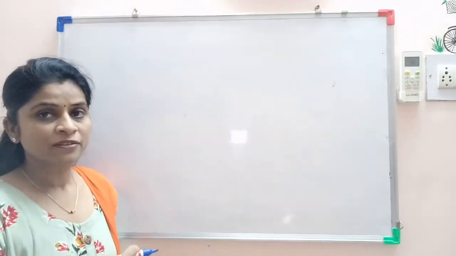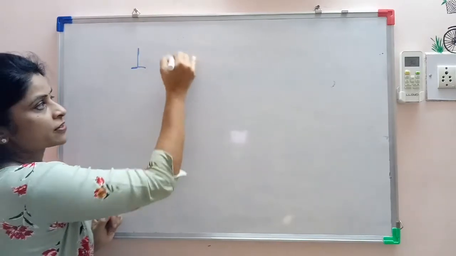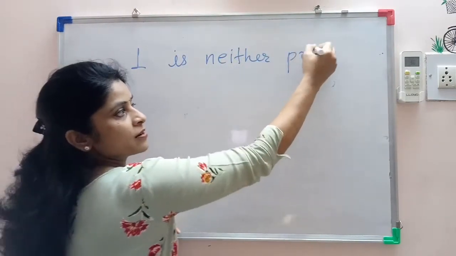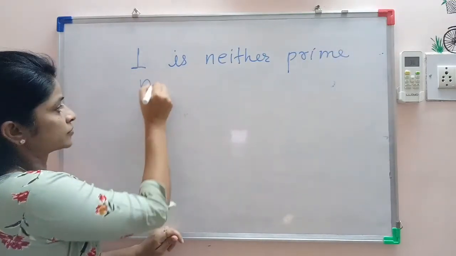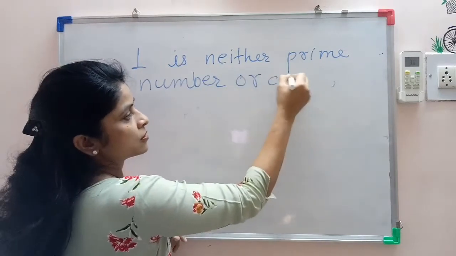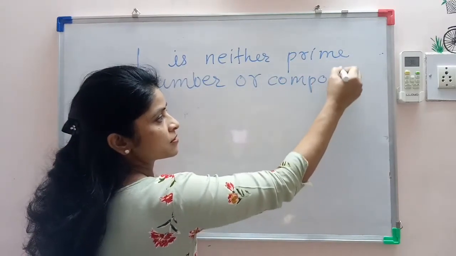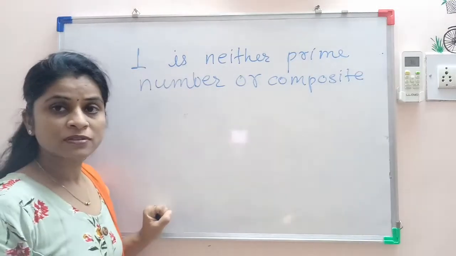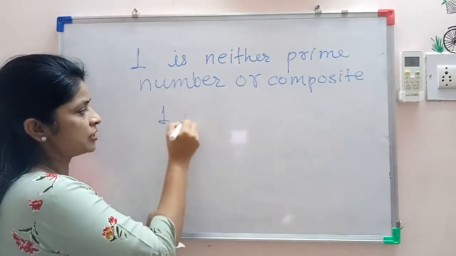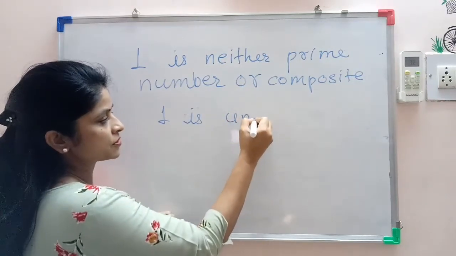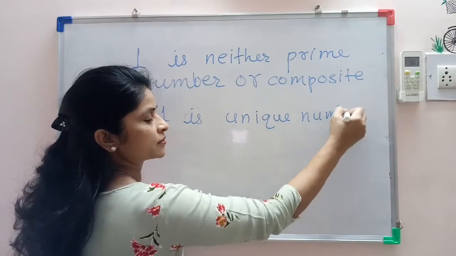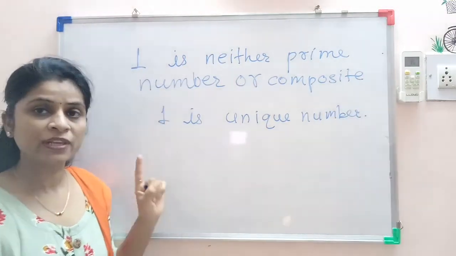Now what about 1? 1 is neither a prime number nor a composite number, because it has only one factor. So 1 is called a unique number because it has only one factor.